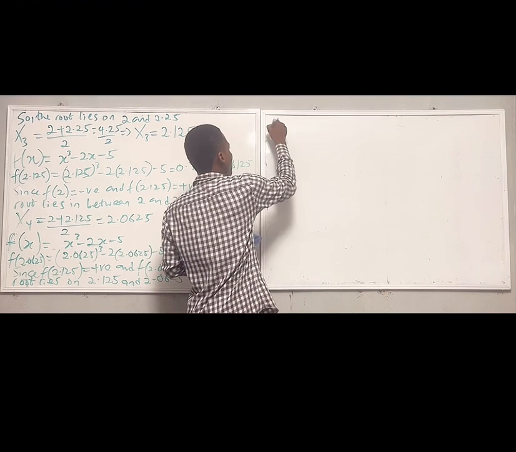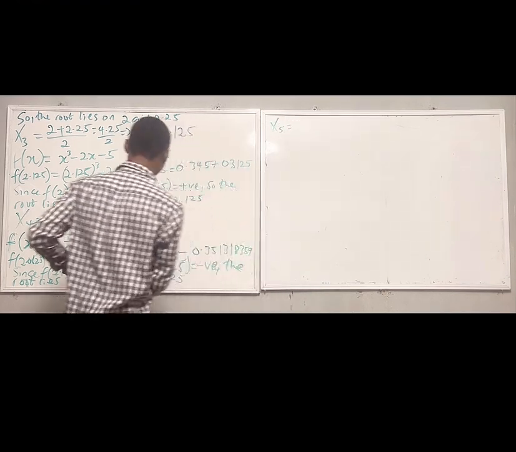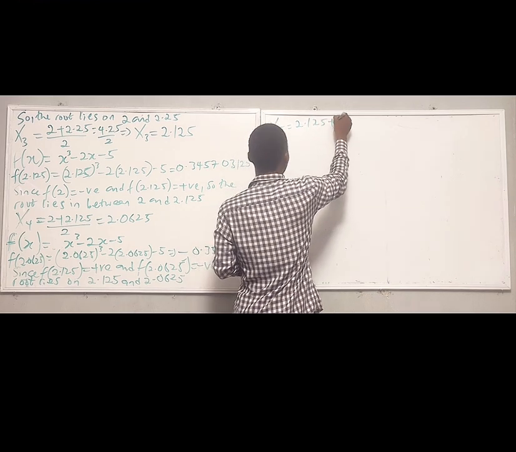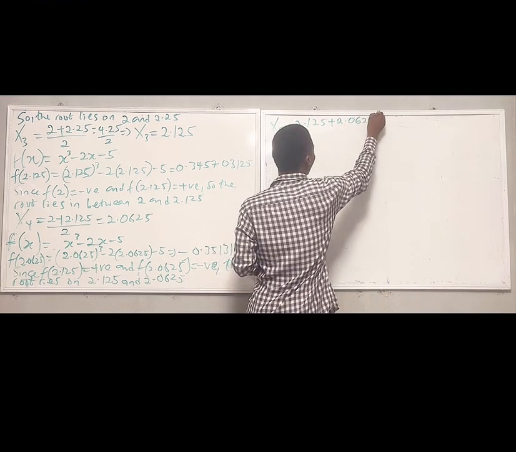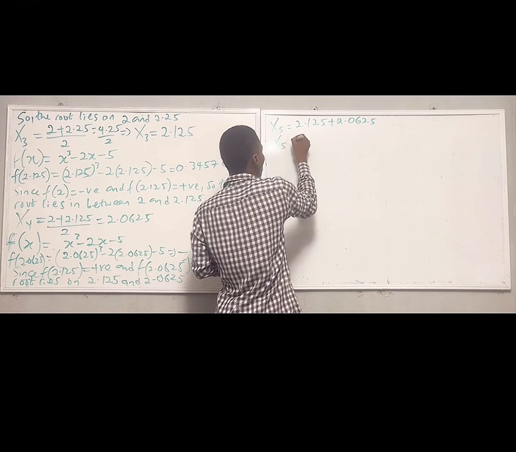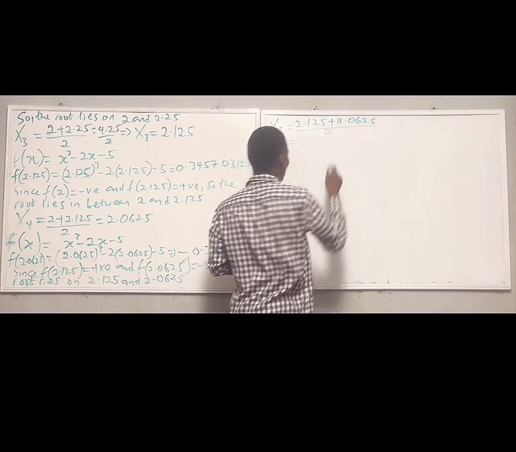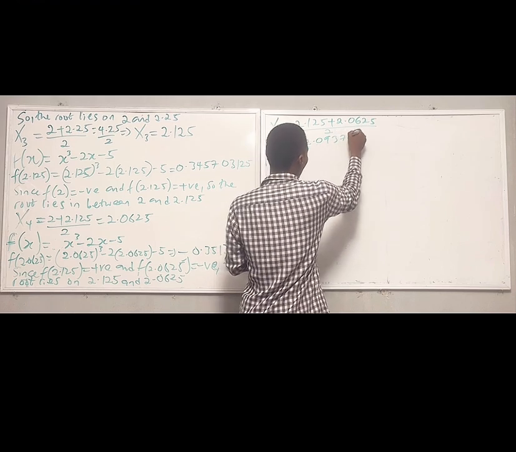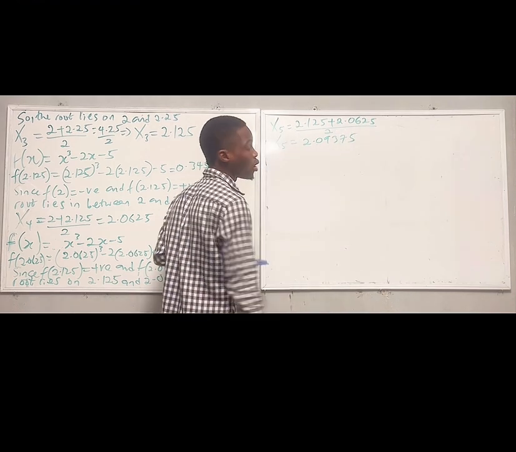So my S5 is the midpoint of this: 2.125 plus 2.0625, all over 2. So I have 2.09375. So this is my S5.